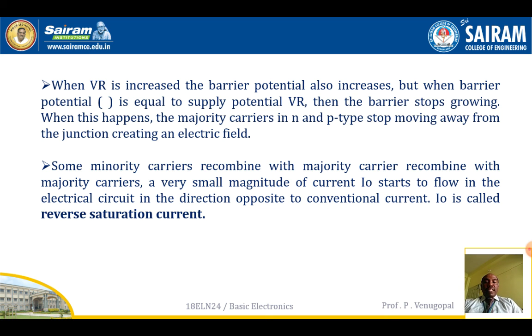When this happens, majority carriers in the n-type and the p-type stop moving away from the junction, creating an electric field. Some minority charge carriers recombine with the majority carriers, and a very small magnitude of current I0 starts to flow in the electric circuit in the direction opposite to the conventional current. This I0 is also called the reverse saturation current.